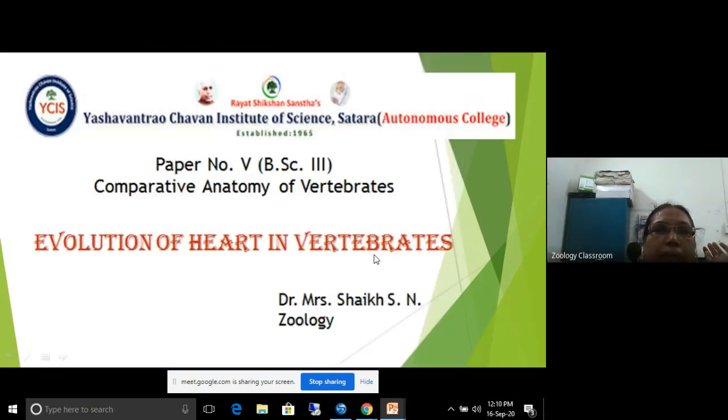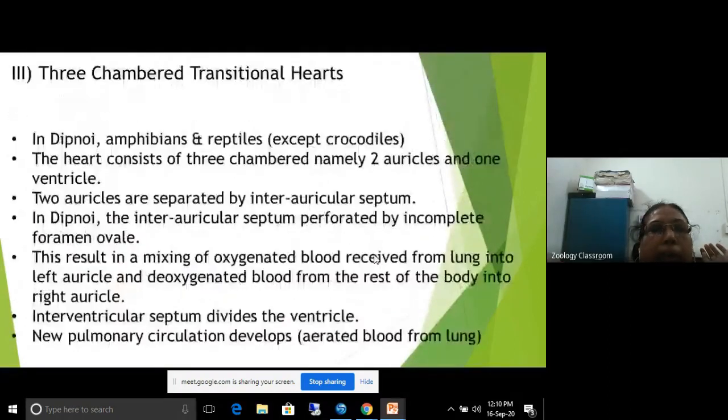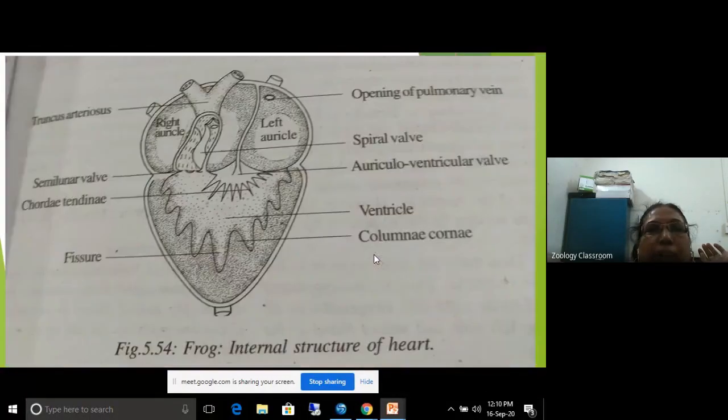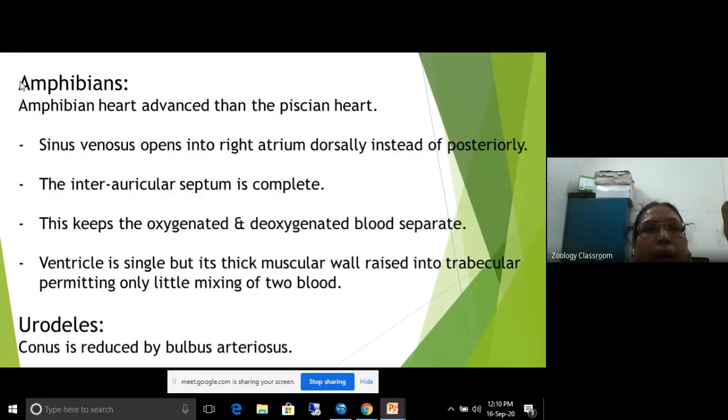The next one is the diagram showing this. I can repeat this again. In Urodela we saw the description first. Now Anura, Anura is the order. In amphibia, the first class, the heart is more advanced than the piscean heart, meaning the fish heart. The sinus venosus opens into the right auricle. In fishes it opens posteriorly, but in amphibians it opens dorsally.